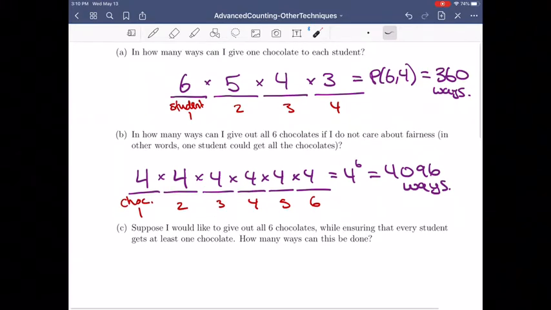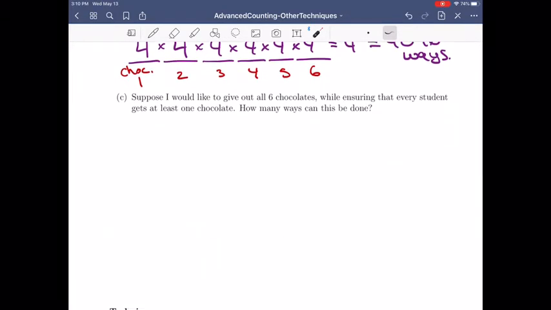Okay, let's try another one. So again, I want to give out all my chocolates, but this time I want to be as fair as possible, maybe. So I want to make sure that every student gets at least 1 chocolate. Okay, now this one is challenging. So remember, when we see at least or at most, we're kind of thinking maybe cases could be useful. It's always easier to count when you know what's happening.